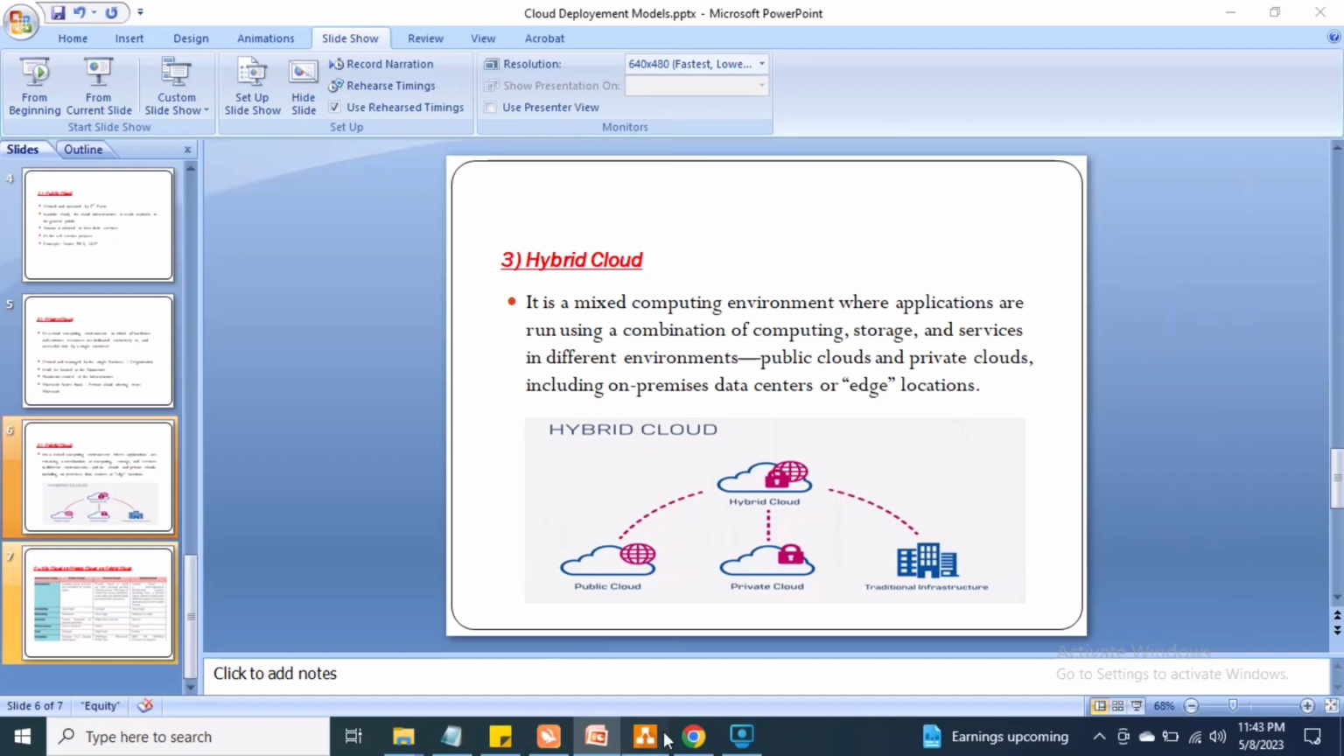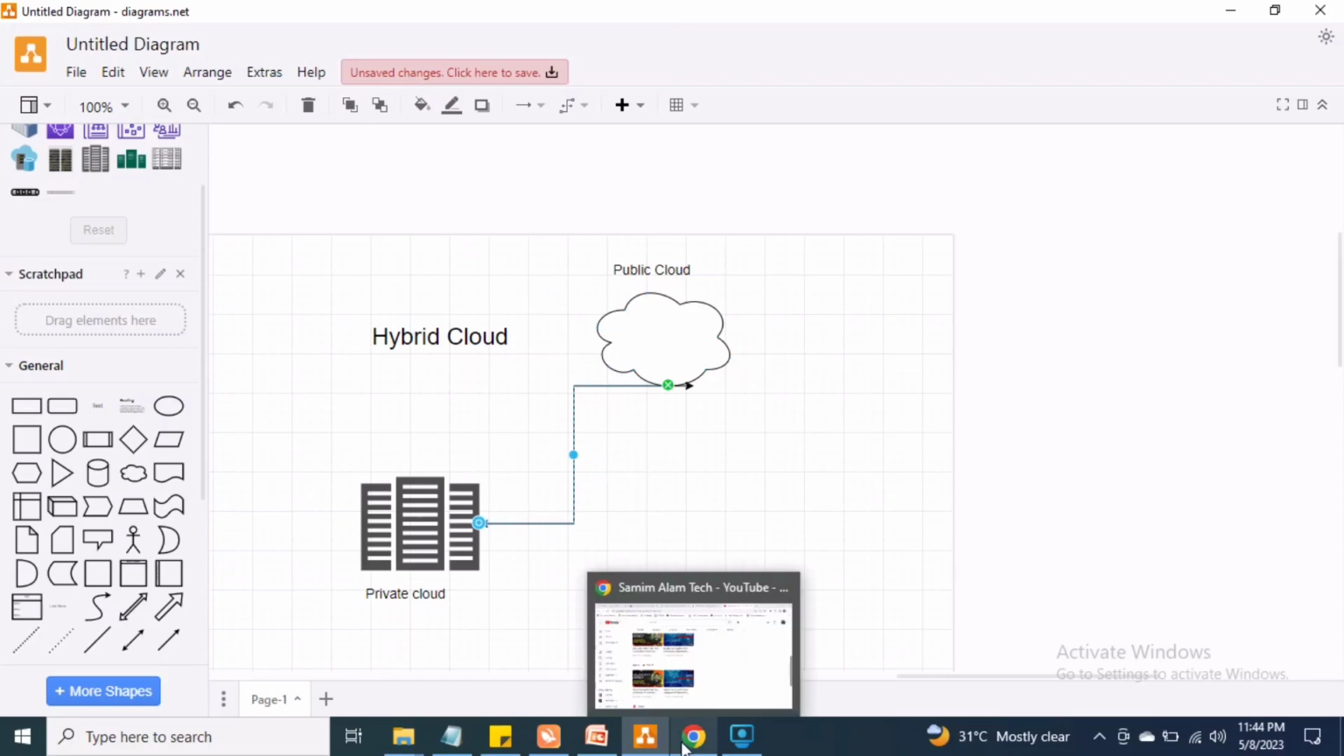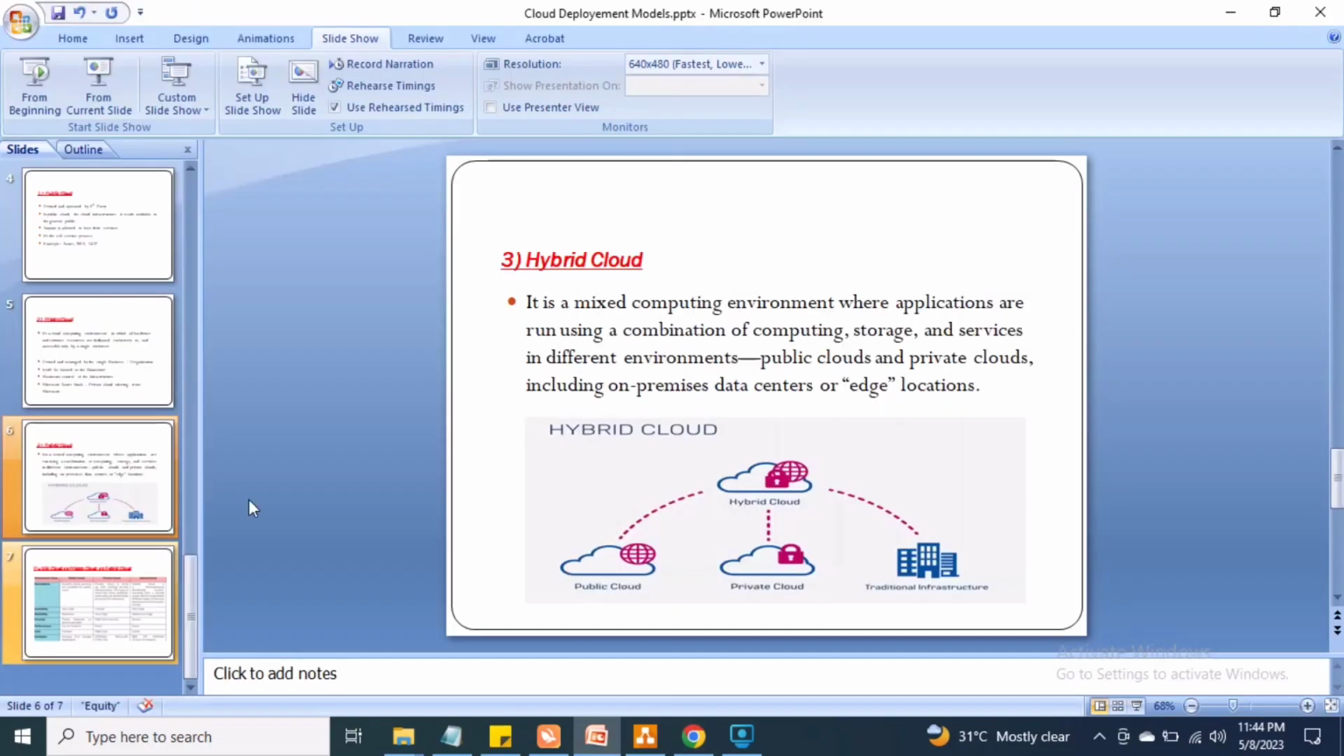So this is how it is. This is hybrid cloud. You can see that this is the public cloud like Amazon Web Services, Azure and so on, and this is the private cloud. Private cloud means it is hosted on premises. This is the communication between public and private cloud. So this is hybrid cloud. Now let's go to the differentiation.